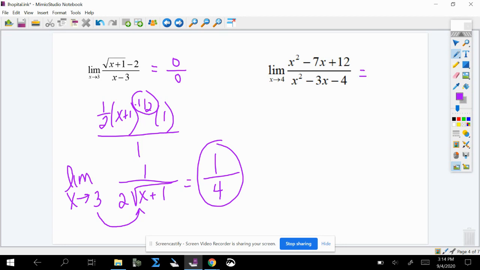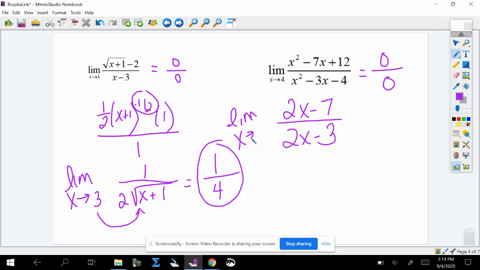Next one, if I put 4 on the top, 4 squared, 16, minus 28 plus 12 is 0. On the bottom, 4 squared, 16, minus 12 minus 4 is 0. Now with one like this, I love to factor, so I might just forget L'Hôpital and go into factoring because it's something that I enjoy. But if you don't enjoy it, the backup plan is you can take the derivative of the top, which is 2x minus 7, and the derivative of the bottom, which is 2x minus 3.